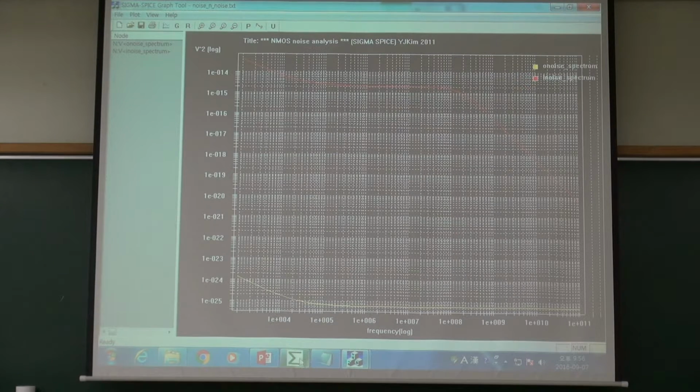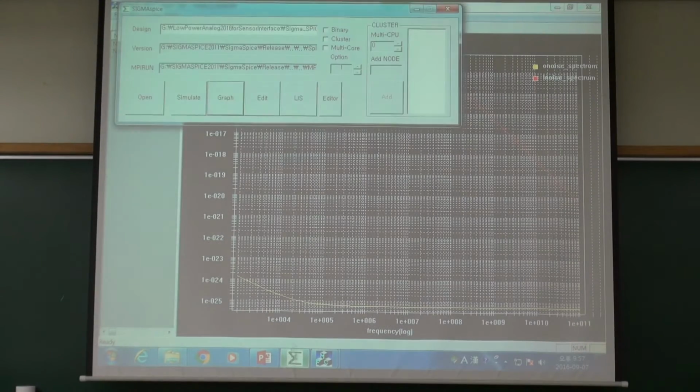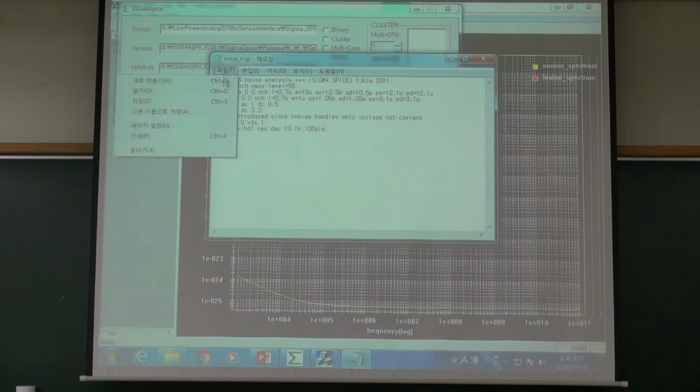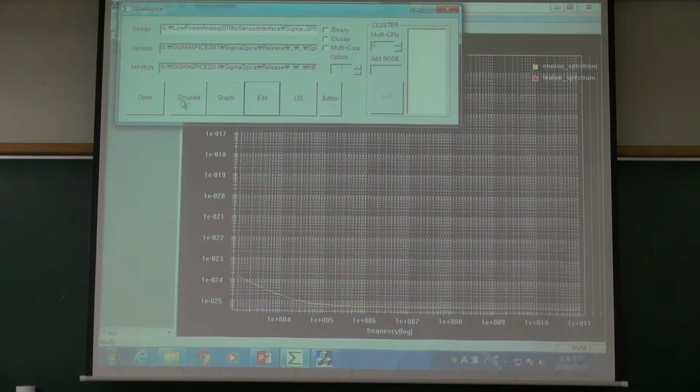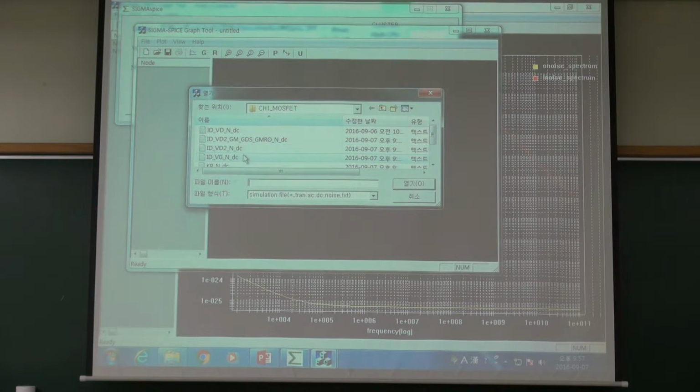So this is for W equal 10 micron. If I change to W equal 1 micron, what happens? Let's see. For the small transistor, I simulate a graph. What's my noise?